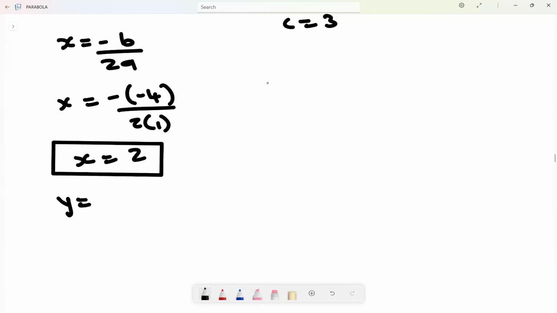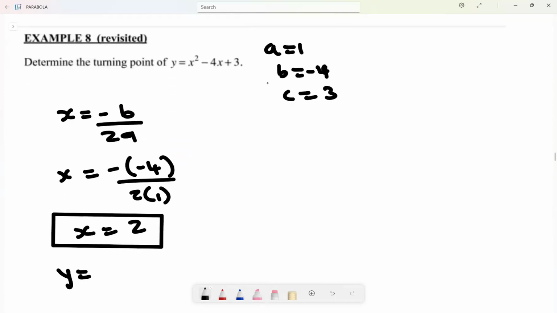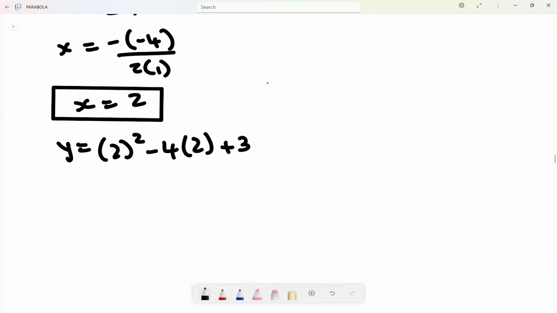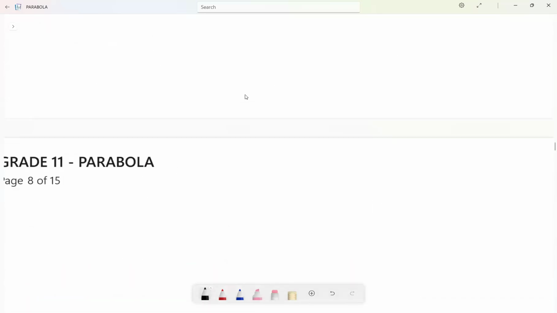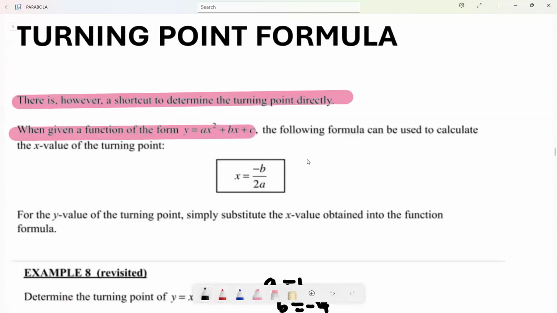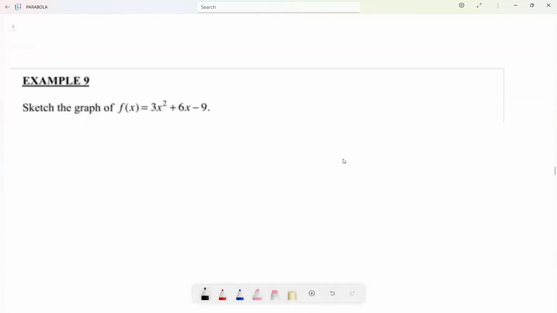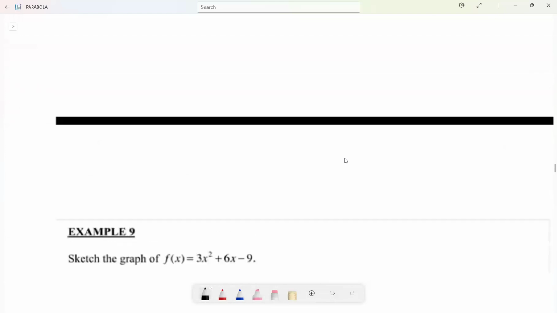Your y is going to be found by substituting this into the original equation. So it's going to be 2 squared minus 4 into 2 plus 3. And then punch your calculator, you will get y is equal to negative 1. Then these are the coordinates of your what? Of your turning point. Therefore, your turning point is (2, negative 1). Can you see 2 and negative 1? Yes. So that is that. Let's have another example again.